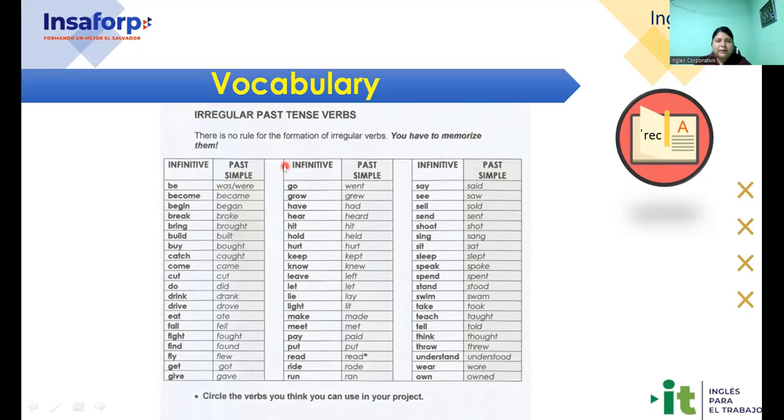Let's see, second column. Who wants to try with this one? Second column, we have go, went. Anybody? Yeah, we have Blanca. Thank you, Veronica. Go ahead, Blanca. Go, went, grow, grew.